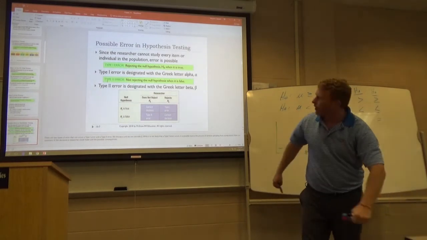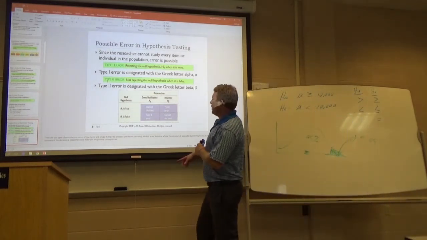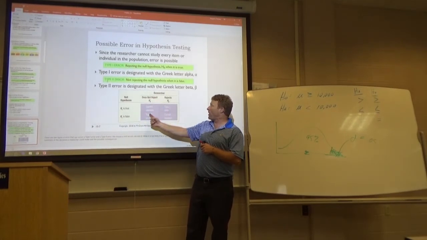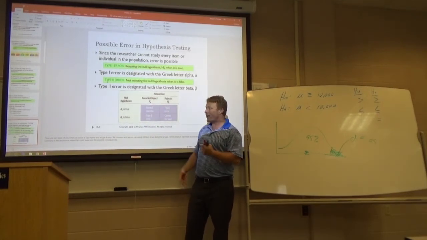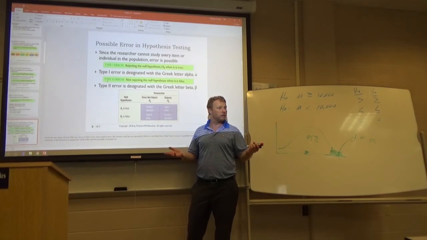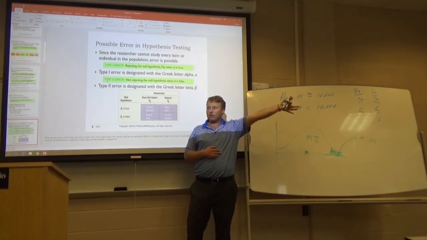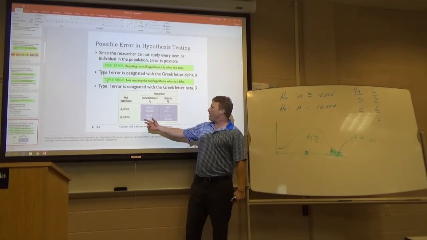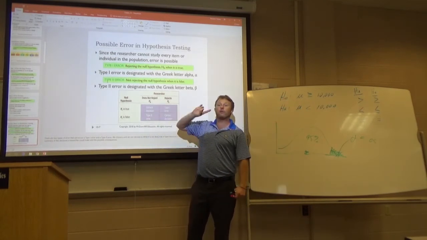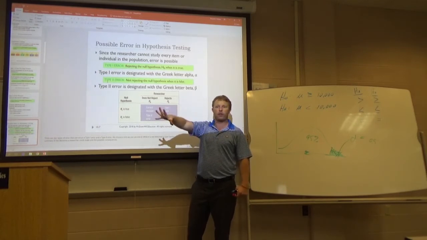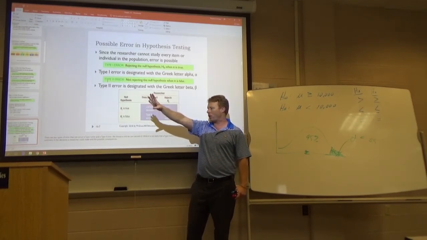Now, if the null hypothesis is true and we don't reject it, that's the correct decision, isn't it? We don't want to reject it if it's true. This is real world stuff, isn't it? This is the 10,000 car thing. We'll flip that around for the type 2 error, which we'll look at later after we do our p-values. I don't know if you've ever heard of that, but we'll look at it tomorrow or Thursday.